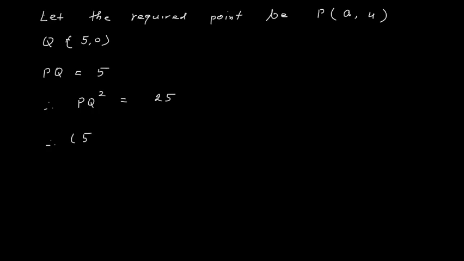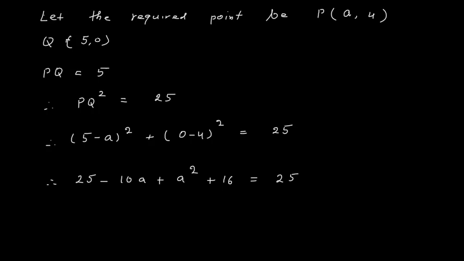plus (0 minus 4) the whole square, and here it is 25. So therefore it is (5 minus A) the whole square: 5 times 5 is 25, minus 10A, plus A square, plus this 4 square, 16, is equal to 25. Okay, so now this 25 we can cancel. So I can say that A square minus 10A plus 16 is equal to 0.